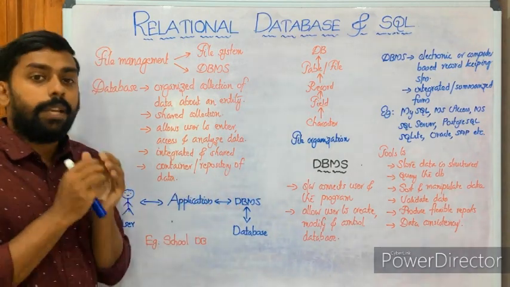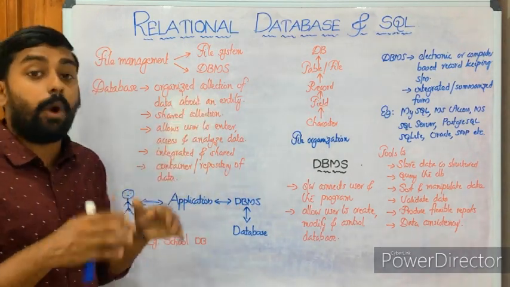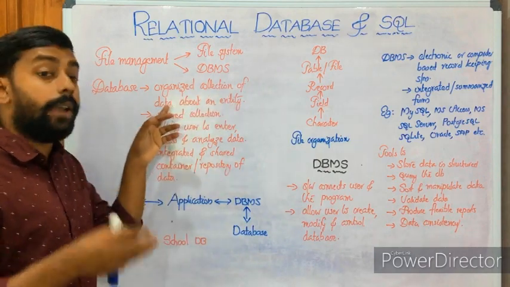So a database is an organized collection of data about an entity. It's an organized collection of data or information.